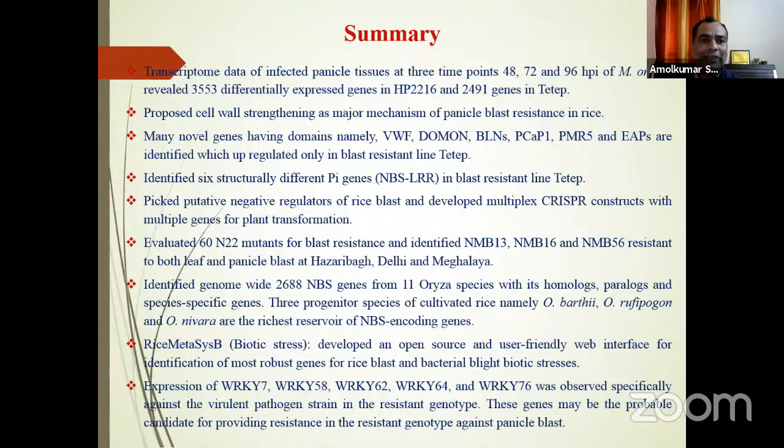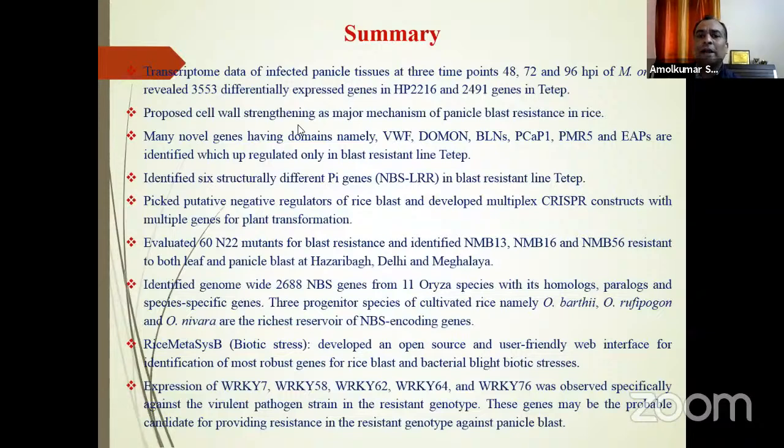So in summary, I will say we did transcriptome of panicle blast and identified almost 3,553 genes in the resistant line and in the susceptible line, and 2,491 in the TTEP line. And we propose that cell wall strengthening is the major mechanism of panicle blast resistance in rice.